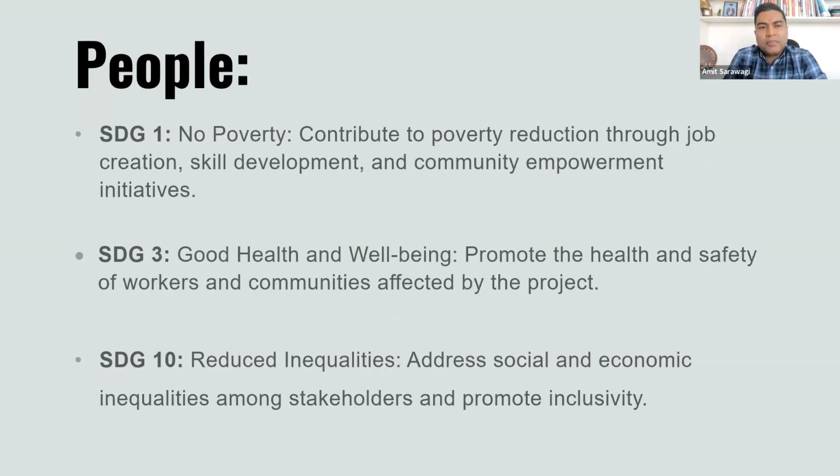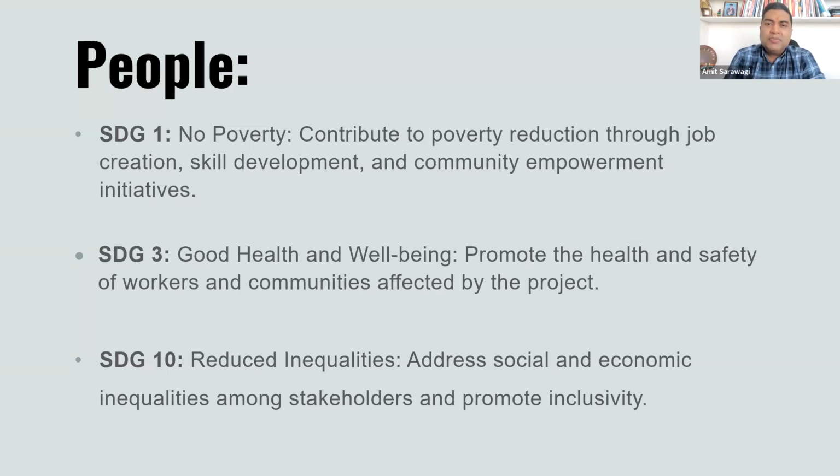Then people. Within the people factor, there are SDG 1, 3, and 10. SDG 1 is no poverty: contribute to poverty reduction through job creation, skill development, and community empowerment initiatives. The next is SDG 3, good health and well-being for all: promote the health and safety of workers and communities affected by the project. SDG 10, reduced inequalities: address social and economic inequalities among stakeholders, and promote inclusivity. So these are the SDGs related to people.